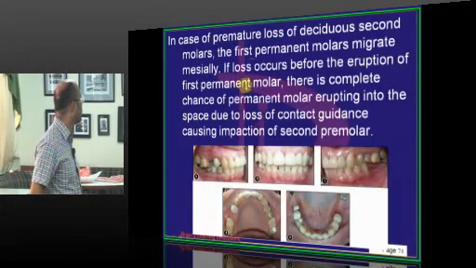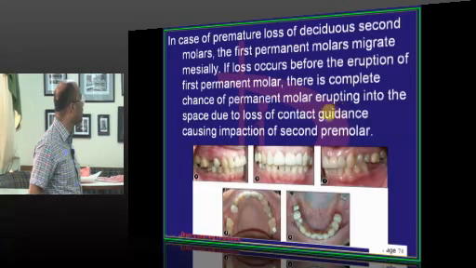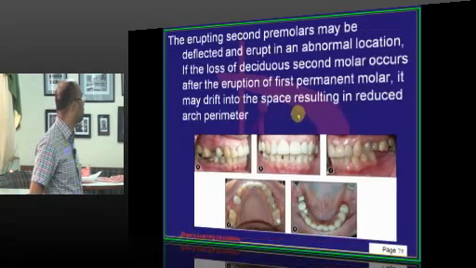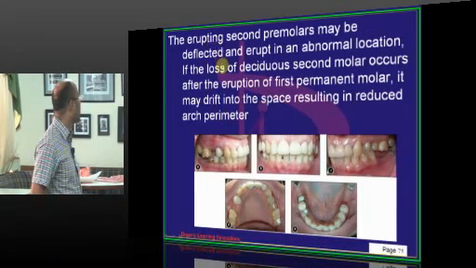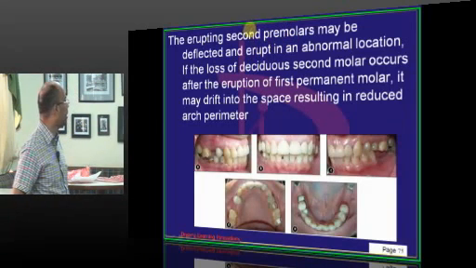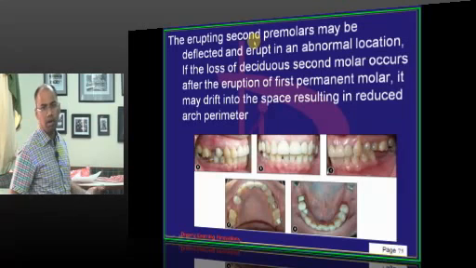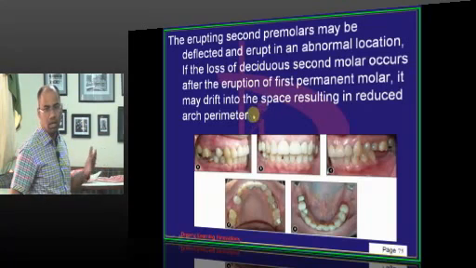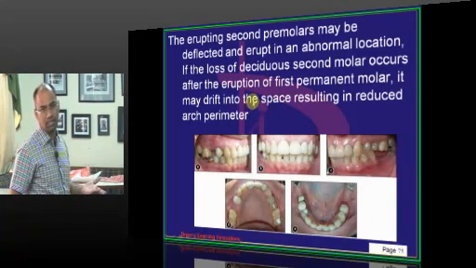So in case of a premature loss, the first permanent molar migrates mesially, so you see loss of space for your second premolar. The erupting second premolar is deflected and erupts in an abnormal location, leading to a malposition and a malocclusion, okay. And the arch perimeter, or arch length, or arch circumference, is decreased.